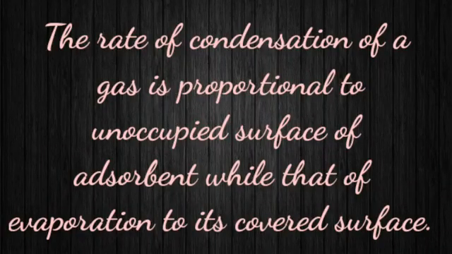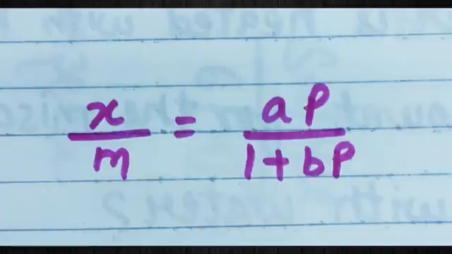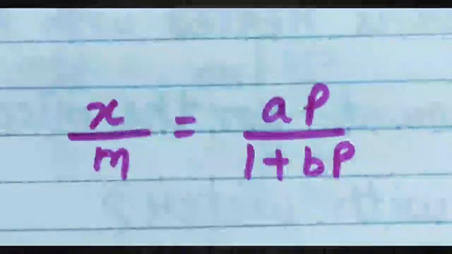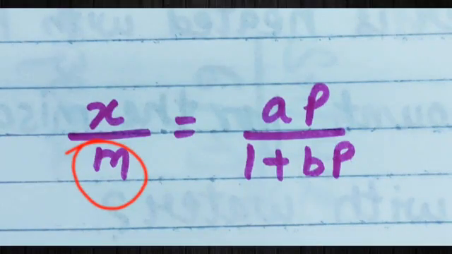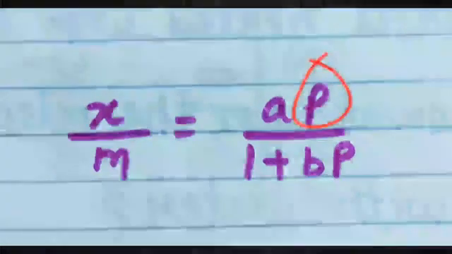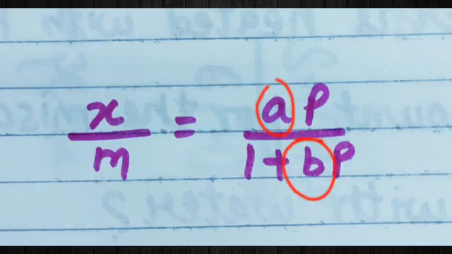Next, the rate of condensation of a gas is proportional to unoccupied surface of adsorbent, while that of evaporation to its covered surface. So adsorption can be given by this expression: x upon m is equal to ap upon 1 plus bp, where x is mass of gas in grams, m is mass of adsorbent in grams, p is pressure, a and b are Langmuir parameters.